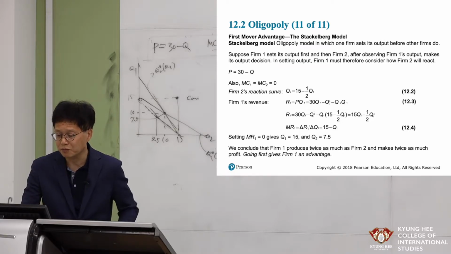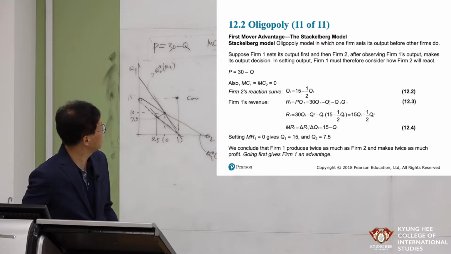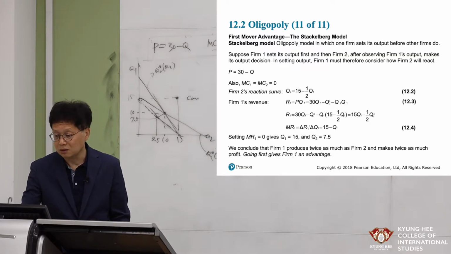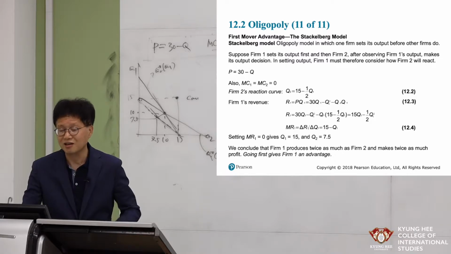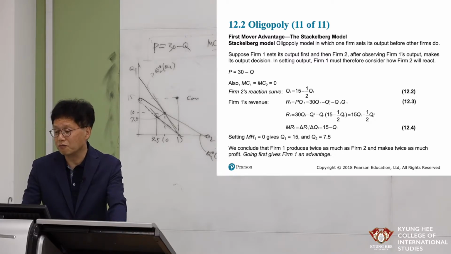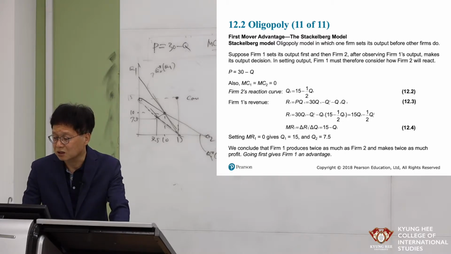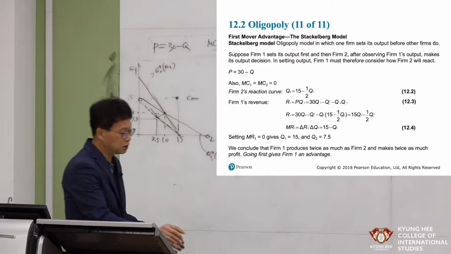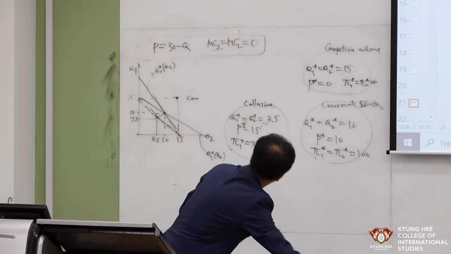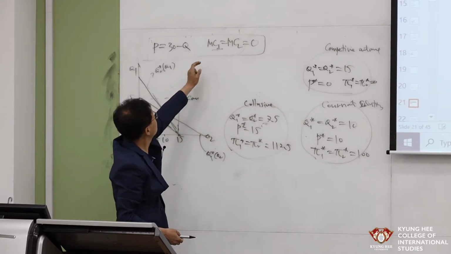So firm 2's behavior is perfectly the same as in the earlier case of the Cournot model. In setting output, firm 1 must therefore consider how firm 2 will react. In other words, in firm 1's profit maximization, right? It considers firm 2's reaction curve in deciding a profit maximizing quantity. Okay? So, same example as before, right?